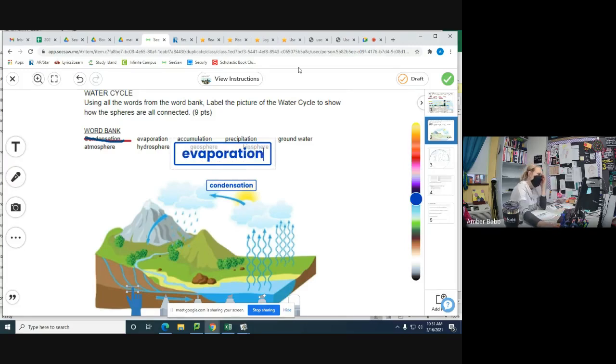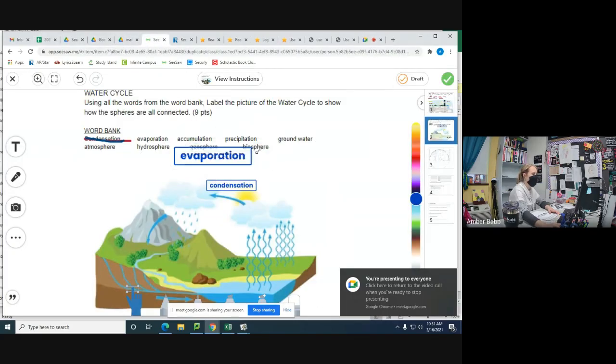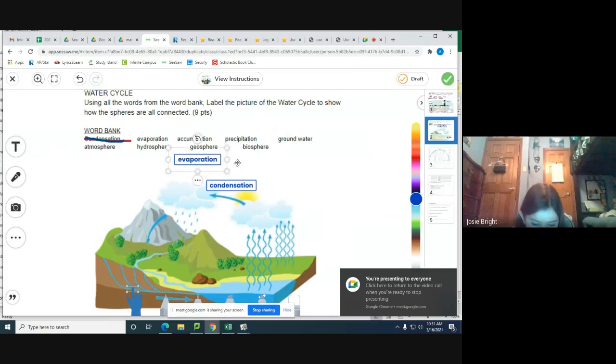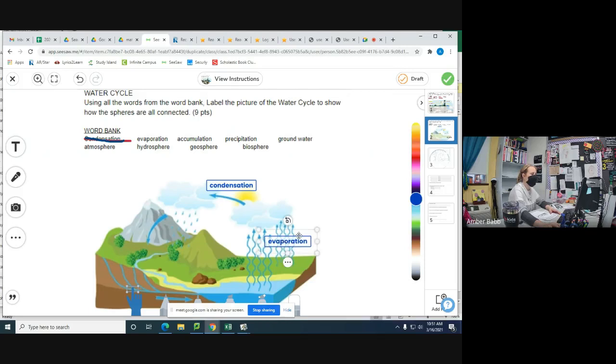Hang on. Whoa! I'm looking for people raising their hands and being polite. Josie, thank you for raising your hand. Where is evaporation? Where the squiggle lines go up to the clouds. All right, yep, where the squiggle lines are going up to the clouds, that's your evaporation. Good job.